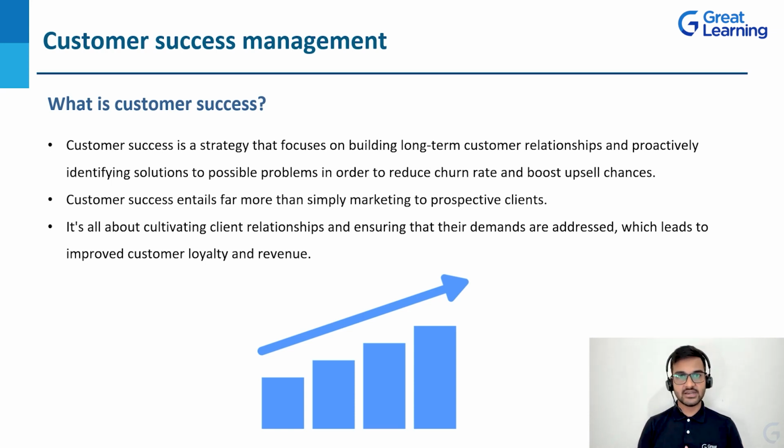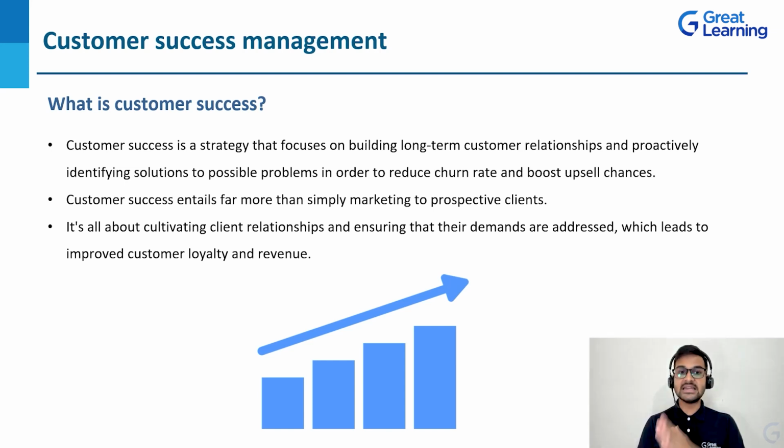Now, what is churn rate, which is also known as attrition rate? That is basically when the customer actually stops buying from you as an organization or as a supplier. When the customer stops buying, that is your churn rate. At what rate they stop buying, that will be your attrition rate or churn rate. Now, how do you reduce that? How do you boost the upsell chances? That is what customer success management is all about.